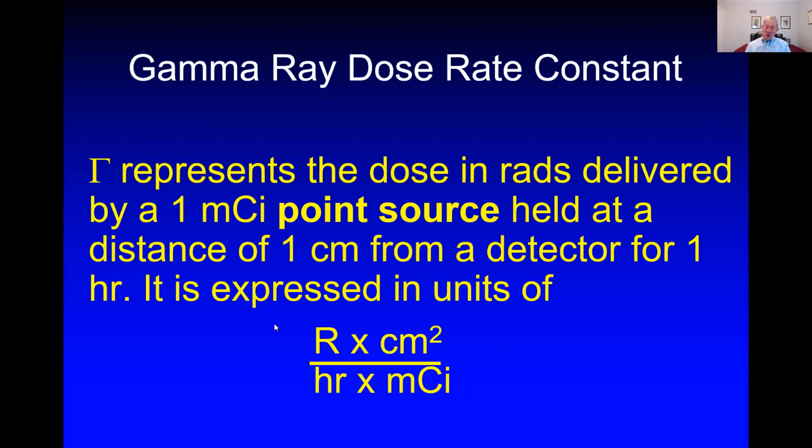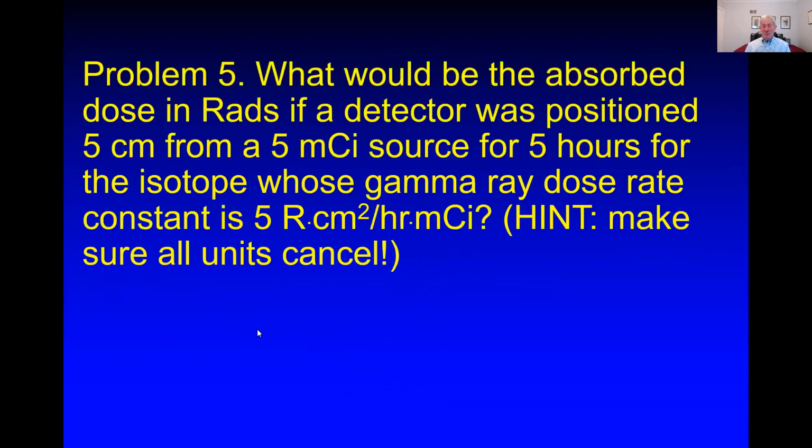Let's say if this were 5 in front of this, then that means that if we held the source 1 centimeter away and the source is a 1 millicurie in activity, and we held it there for 1 hour, we would get a reading of 5. Okay, pretty easy to understand that. But what happens when the numbers are not 1, 1, and 1? For example, what if the constant is this right here, 5 R centimeters squared per hour millicurie, but we're holding it 5 centimeters away from a 5 millicurie source for 5 hours.